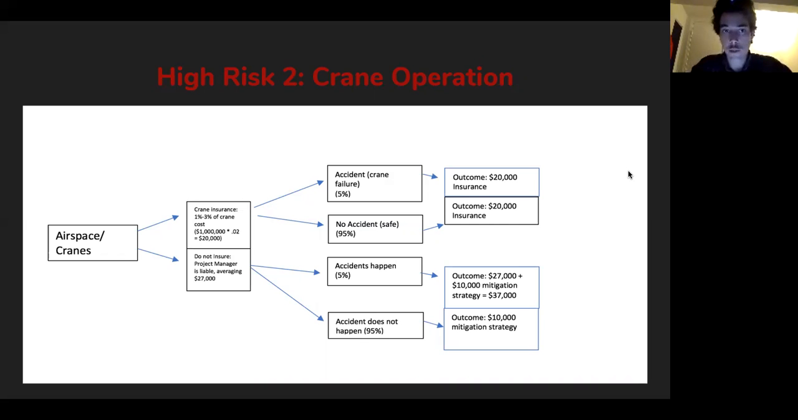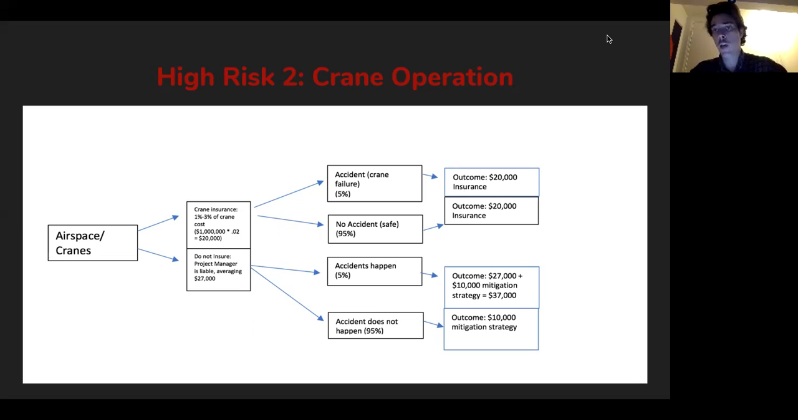factual information. Every crane insurance agency usually charges between 1% and 3% of crane costs, which on average is about $1 million. So it comes out to $20,000 for crane insurance. And if we don't insure, the average crane accident costs around $27,000. Accidents are fairly unlikely, but they still have a 5% chance, and a 95% chance of no accident.